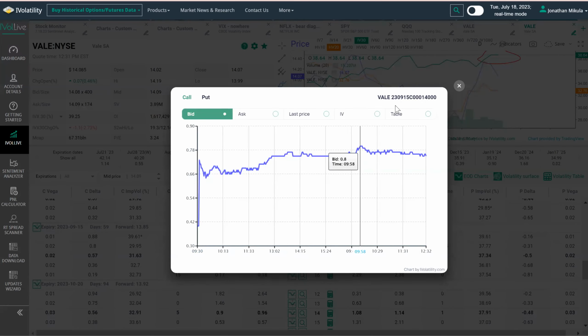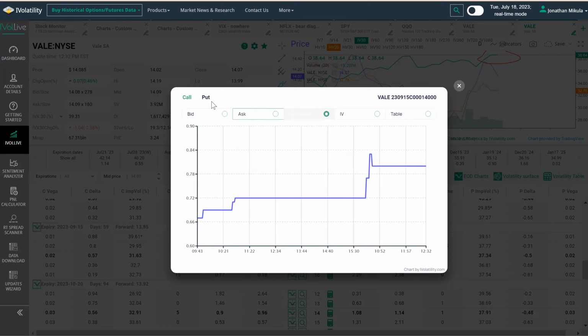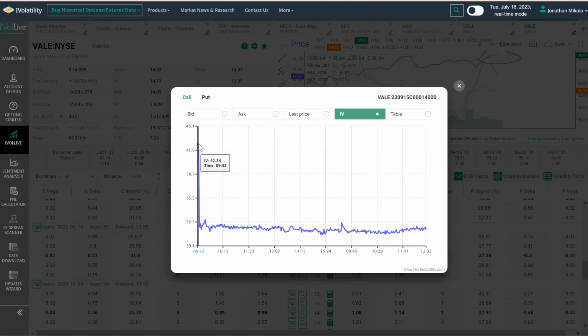So we could see here for this specific option, again, we're looking at the Vale $14 strike that expires on September 15th, this is what happened today. I like to look at last price because bid and ask are nice to know, but the judge, jury, and executioner is the last price. And we could see this option has drifted higher throughout the day as the market's been open. Here's our implied volatility. So the price has gone up. Implied volatility has come down after the open, dropped from around 42 to where the current IV is. And then we have our table.